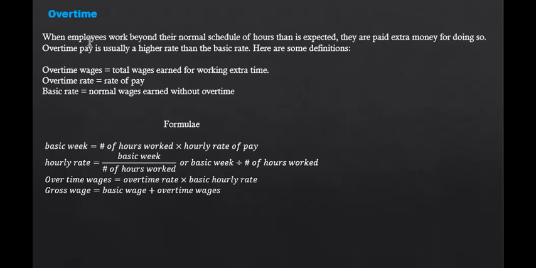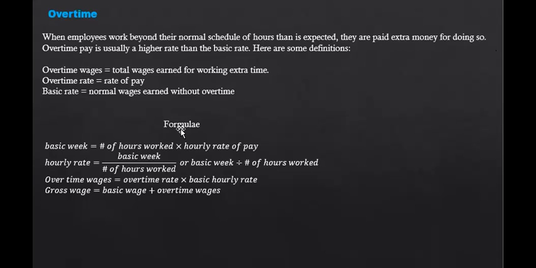When employees work beyond their normal schedule of hours than is expected, they are paid extra money for doing so. And this is our definition. Overtime wages is the total wages earned for working extra time. Overtime rate is the rate of pay. Basic rate is equal to normal wages earned without overtime.